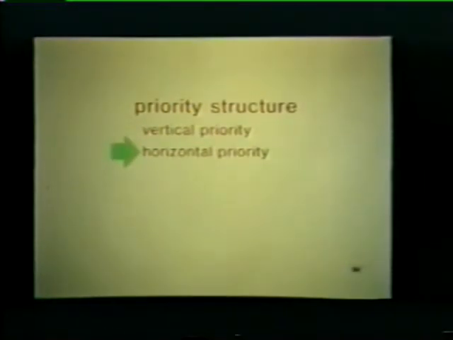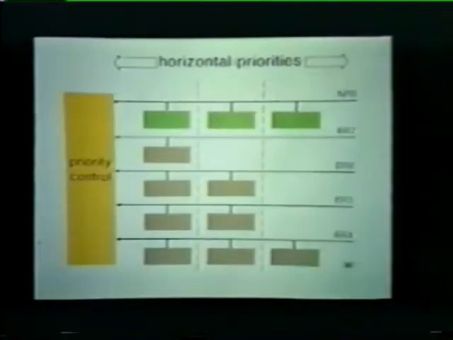Horizontal priority adds a second dimension to our two-dimensional priority system. Because there are only 5 priority levels, it's often necessary to connect more than one device to a level. In this example, we have 11 devices. 3 are connected to the NPR level, 1 to the BR7 level, 2 to the BR6 level, and so on. When a number of devices are connected to the same priority level, it is referred to as horizontal priority.